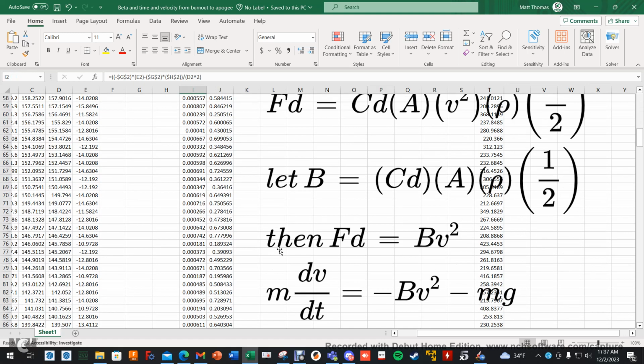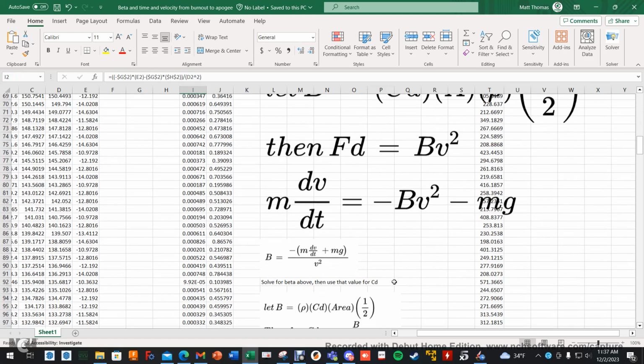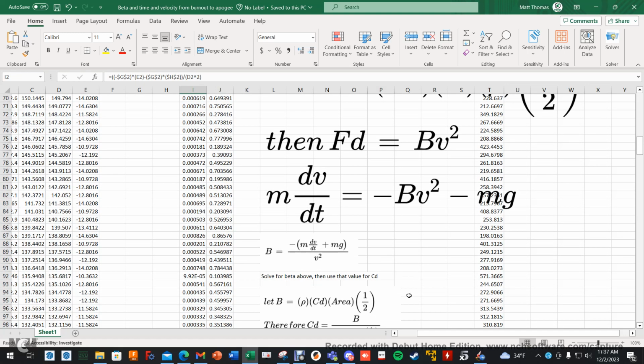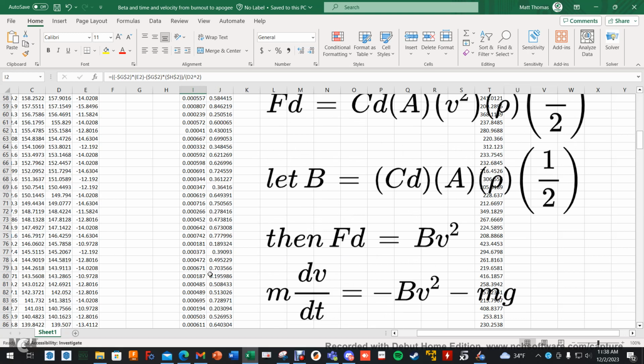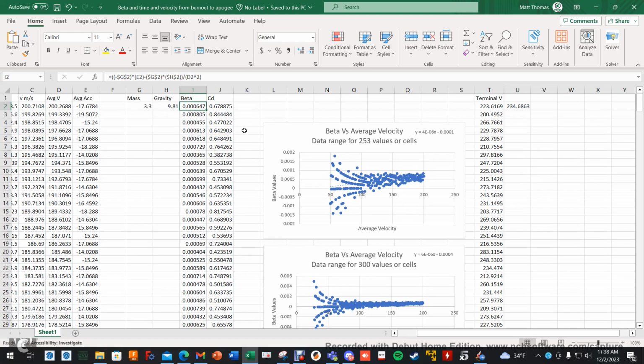Okay, so now what do we do? We have beta. That's great. Okay, so now we go back to where we let beta equal all of these, and then re-solve for the coefficient of drag. Now we have our beta value right here, which contains area and 1/2 and rho. So when we put this number here and then resolve, things will wash out and we get the coefficient of drag, which is right here.